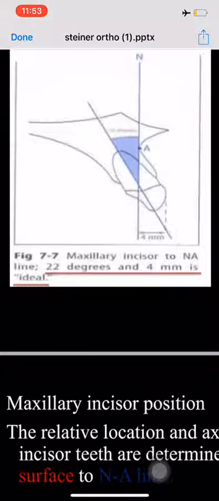فش قال maxillary incisor يعني long axis of maxillary incisor to NA line leads to an angle about 22 degrees and 4 millimeters is ideal, if the incisal edge is away from NA about 4 millimeters.